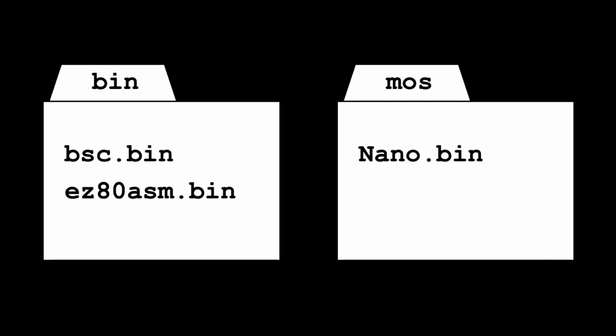In order to get things started, you need to make sure that you have the B Simple compiler in your bin directory, as well as the Easy-AT ASM assembler. And if you're going to use Nano to edit your code files, then you'll need Nano in the MOS directory.